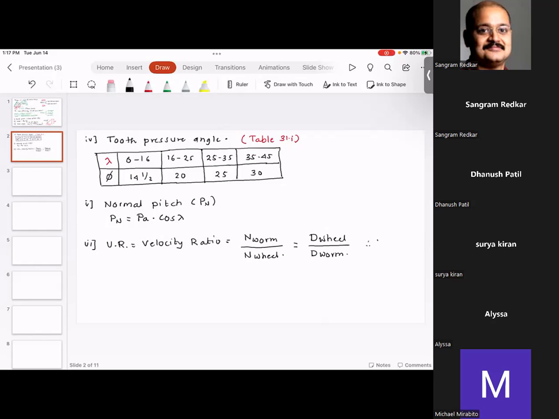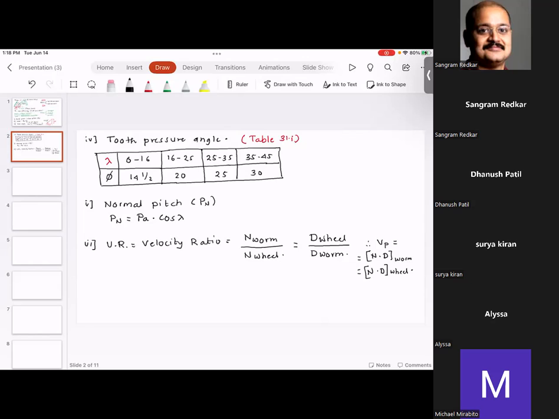So think about this like Vp is equal to N times D, where N is the speed, D is the diameter of the worm, which is equal to N times D of the wheel. So that is something that you should keep in mind.